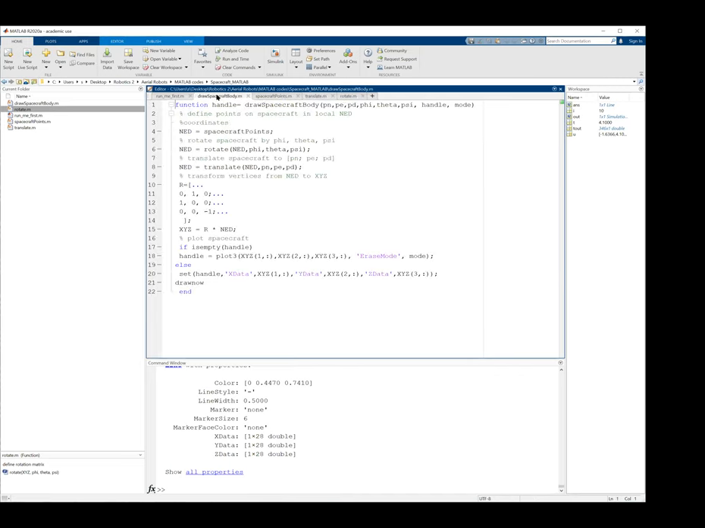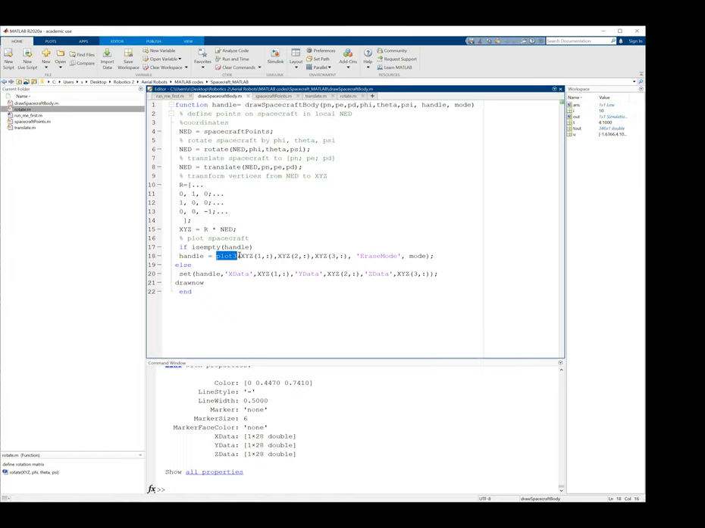Now, the next thing is, I want to draw the spacecraft body. So how do I do this? Again, I will explain this function step by step. The spacecraft body is a three-dimensional plot, so I'm going to plot in 3D using this function, plot3.